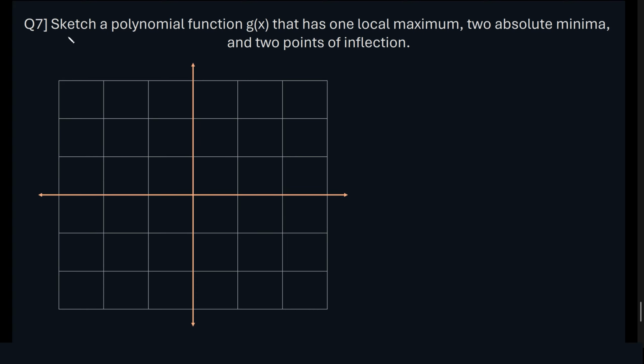Question 7. Sketch a polynomial function g of x that has one local maximum, two absolute minima, and 2 points of inflection. Now here it says one local maximum, but it doesn't say anything about the global maximum, so we will just assume that it doesn't exist. So a rough graph should look something like this.